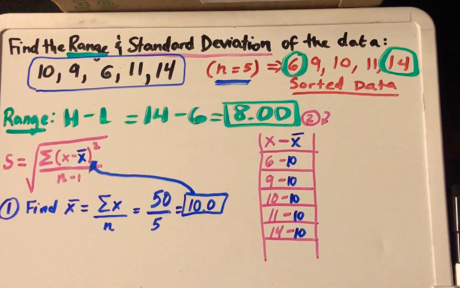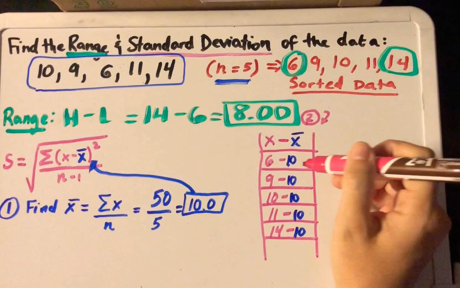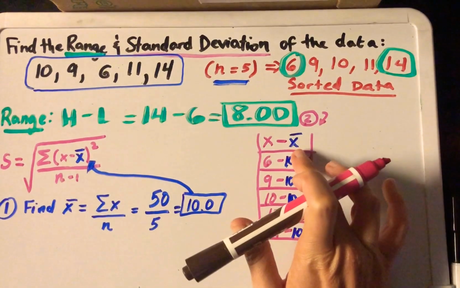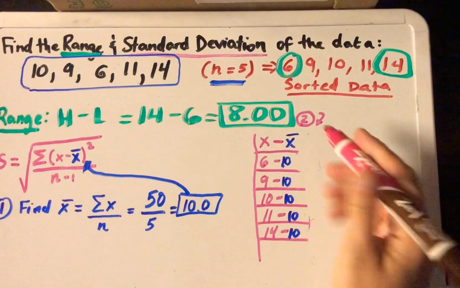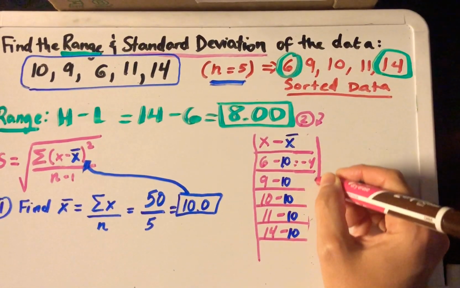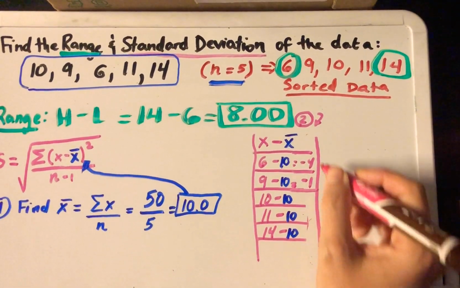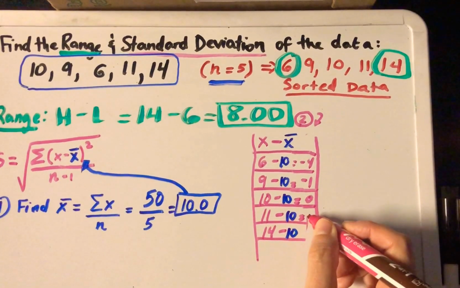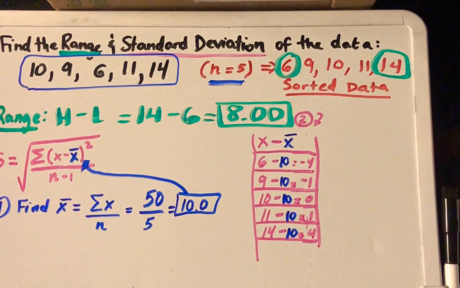Do you see it? Well, in the first case, we get a negative number, don't we? We are getting -4. In the second case, sorry, it's a little rough to look at. Let's make some more space here. Zoom out. So we got -4. In the second case, 9 minus 10 is -1. In the third case, 10 minus 10 is 0. In the fourth case, 11 minus 10 is +1. And in the last case, 14 minus 10 is +4.